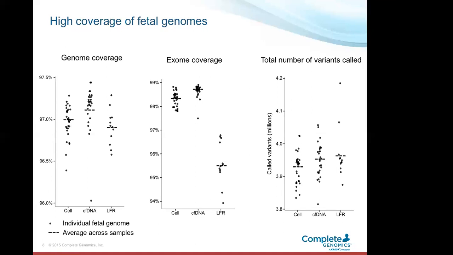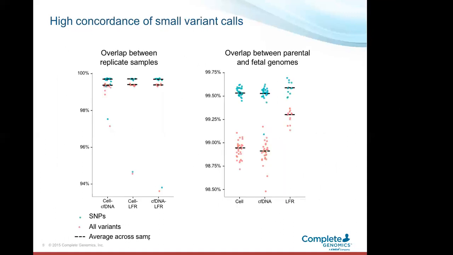Taken together, these data suggest that we were able to make high-quality sequencing libraries from both the cell-free DNA and the cell pellet of the amniotic samples. Since we were able to make, for most of the cases, more than one library per sample, we were able to make comparisons of small variant calls between these replicates. The plot on the left shows the overlap of small variant calls between replica samples, and each of the blue dots represents the comparison for SNP calls, and the red dots are comparisons for all types of small variant calls.